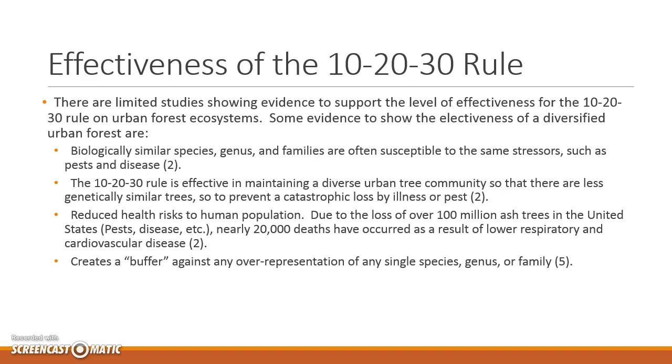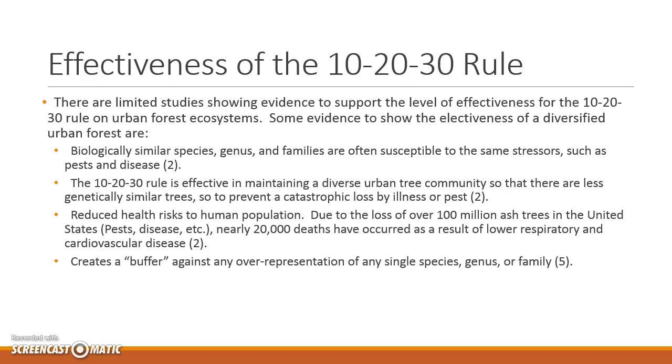Some evidence to show the effectiveness of a diversified urban forest: biologically similar species, genus, and families are often susceptible to the same stressors, the same pests, and the same diseases. They also adapt the same and have the same resilience. The 10-20-30 rule is effective in maintaining a diverse urban tree community so that there are less genetically similar trees, to prevent a catastrophic loss by illnesses or pests.